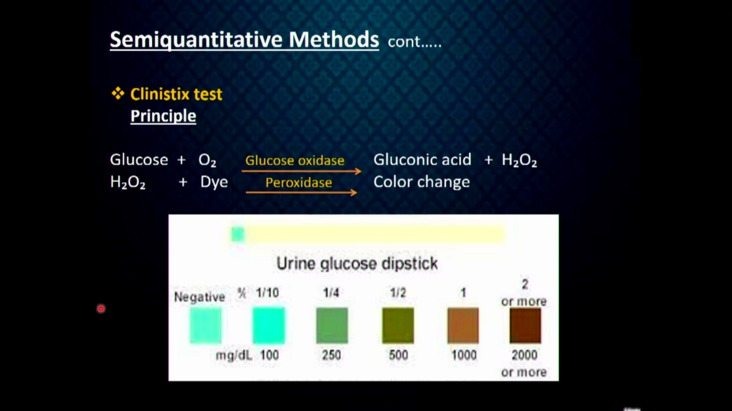Now the Clinistix test. Here it is the glucose oxidase method, which is widely used in all urine strips. Here also there is a color change. In the urine strip, the end is impregnated with glucose oxidase, peroxidase, and a dye. When freshly voided urine is deposited on the test end and looked at after a certain period, usually after 10 seconds, we have to compare the color with the standard color chart, and the result is interpreted.